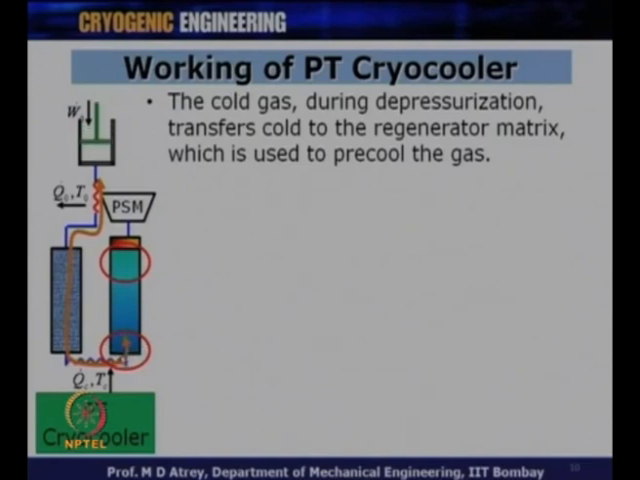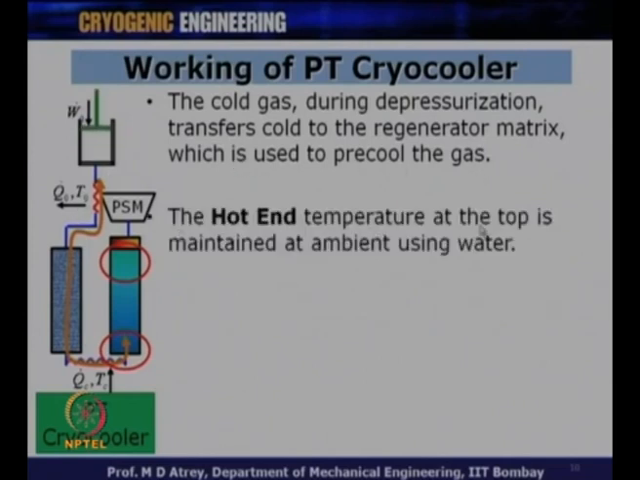During depressurization, when the gas goes back, this gas gives heat to the regenerator matrix, and during pressurization this gas gets pre-cooled because of the heat transfer from the regenerator matrix to the pulse tube. So, the cold gas during depressurization transfers cold to the regenerator matrix, and this cold is used again to pre-cool the incoming gas during pressurization.